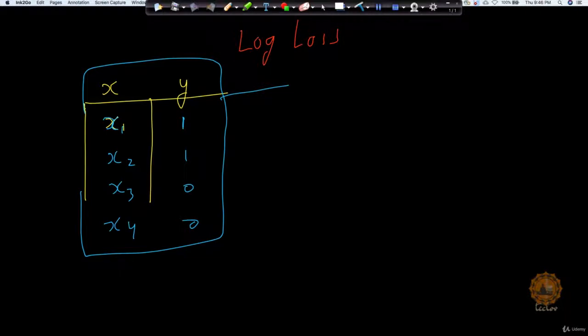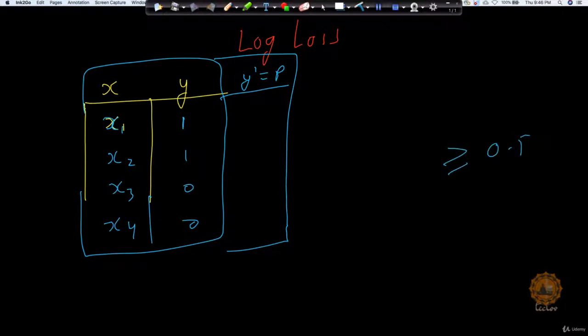Now let's say when I build a model, I get my prediction Y dash, which is a probability. Let's say we have built a model such that anything greater than or equal to 0.5 probability, I'm going to mark as 1. Otherwise, I'm going to mark it as 0. Let's say we have built some model like that. And for the first portion, let's say we got our probability as maybe 0.9.